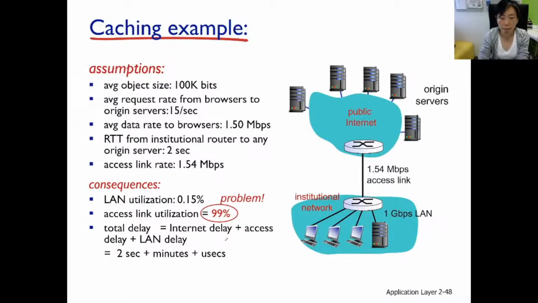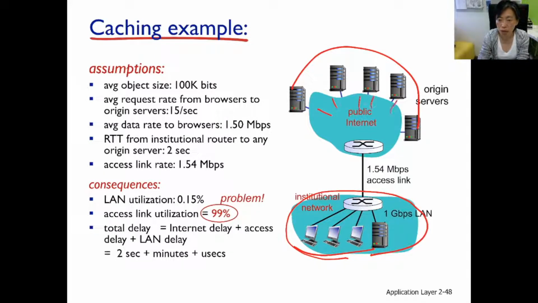Good. The example. The setting is this. Servers up here, clients down here. They're part of the institutional network here. And the servers are connected to the public internet. And the internet connects to the institutional network through an access link.